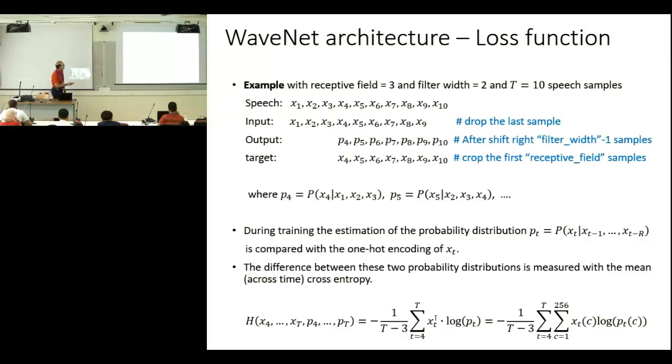Have a look here. In the input, the last sample is missing. However, in the target, the last sample is included. We lose the initial receptive field samples here.